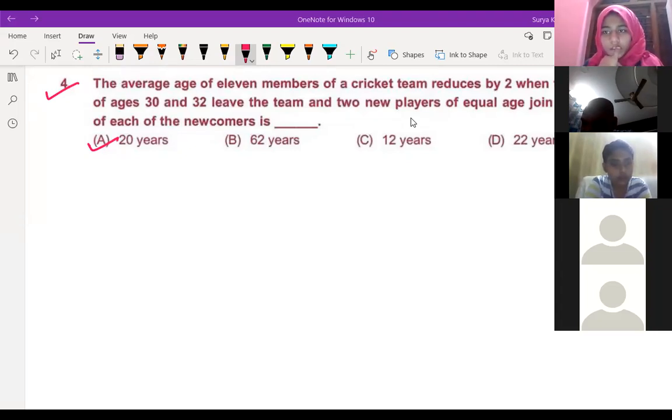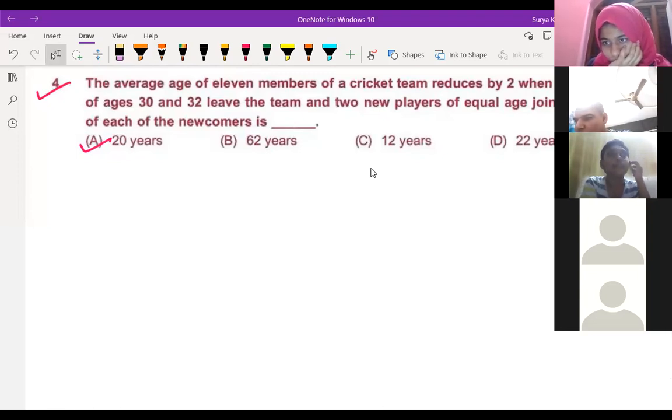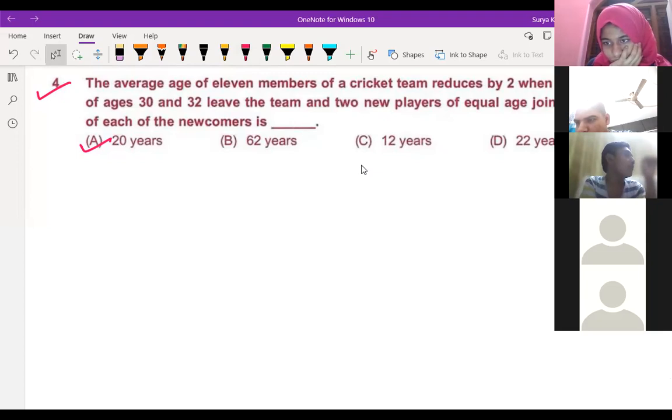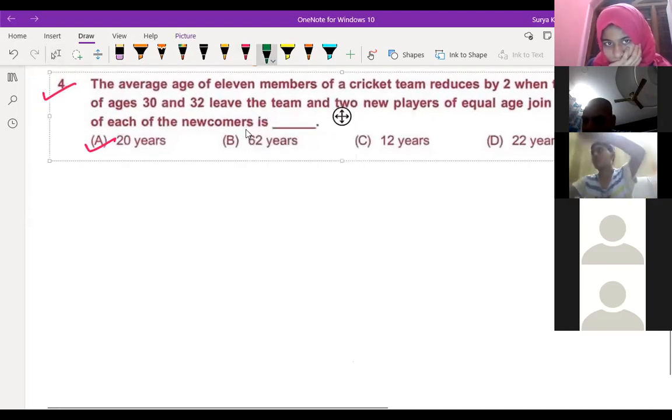11 members are there, right? The average of 11 members. How did you do it, Sahil? Tell me. Sir, I thought if the average age of 11 members of a cricket team reduces by 2, it means the average is reducing by 2. So if the ages of the players are 30 and 32, if we subtract both, we are getting the same as 2 average. And I substituted the answers. So if we add 20 each, we will get 40. Okay, okay.